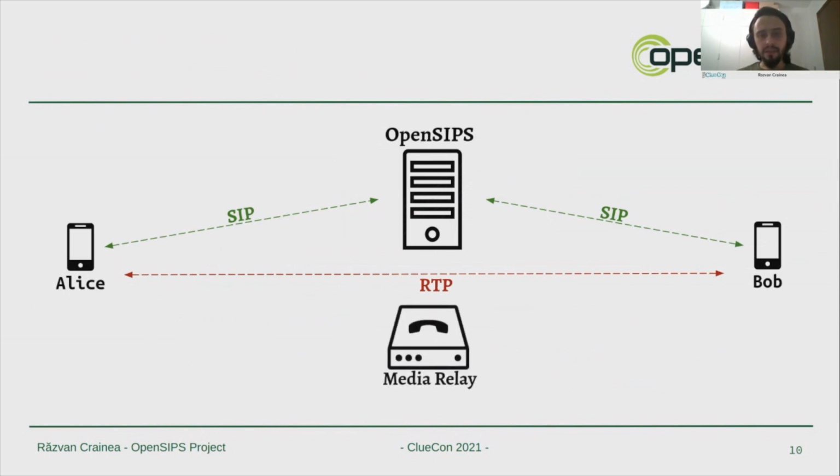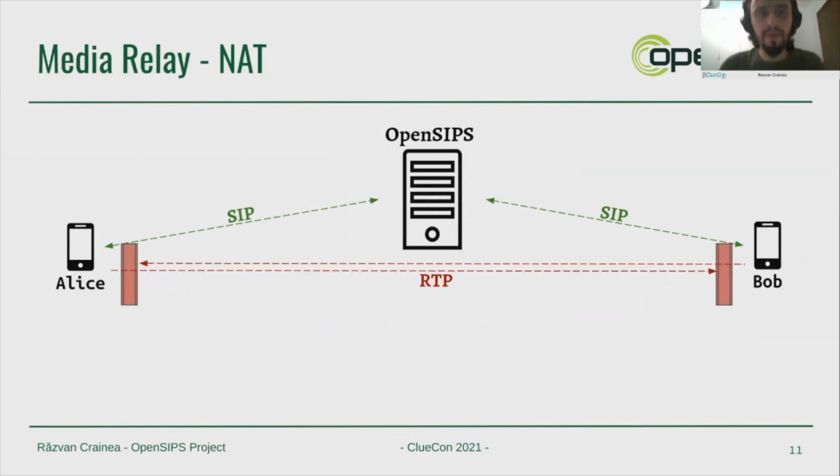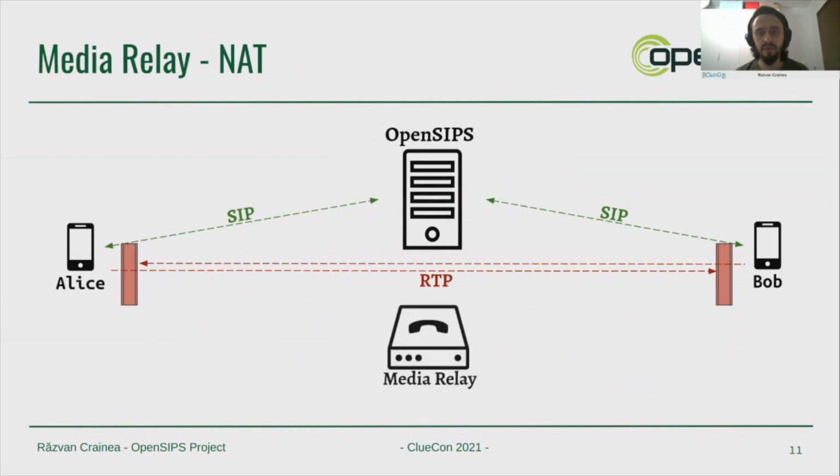What the media relay is used for is in scenarios where Alice and Bob are probably behind NAT. Therefore, even though OpenSIPS helps Alice find Bob, Alice will not be able to talk to Bob due to RTP or due to NATing or firewall constraints. That's where a media relay becomes handy.